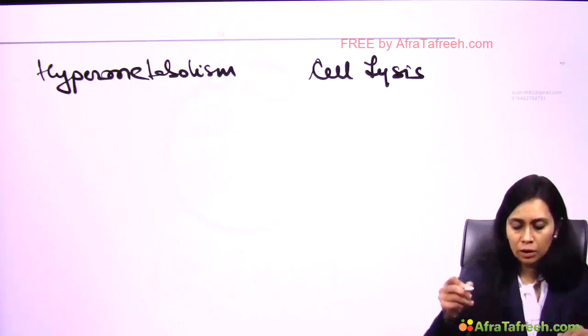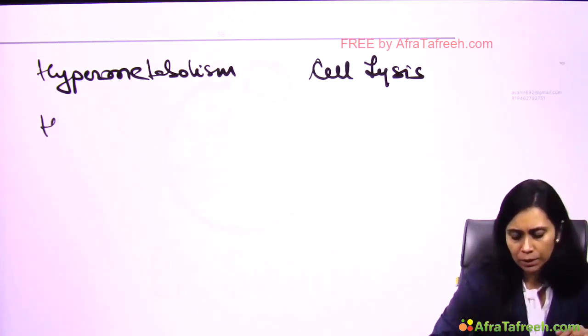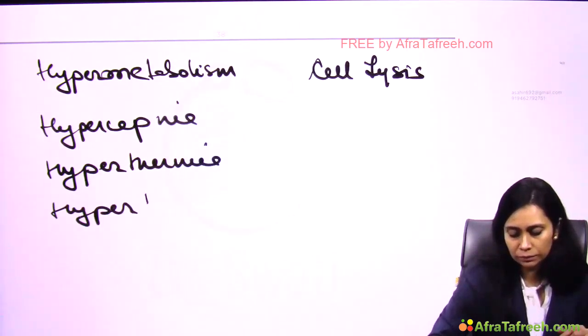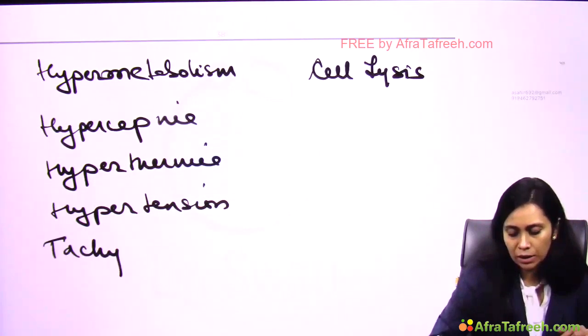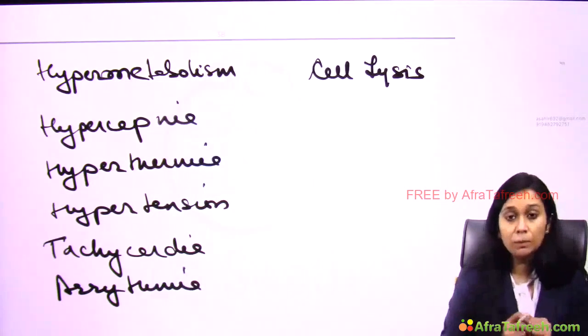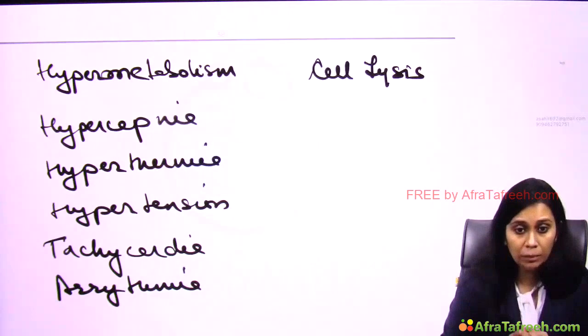starts. Okay? So because of hypermetabolism: hypercapnia, hyperthermia, hypertension, tachycardia, arrhythmia, right?